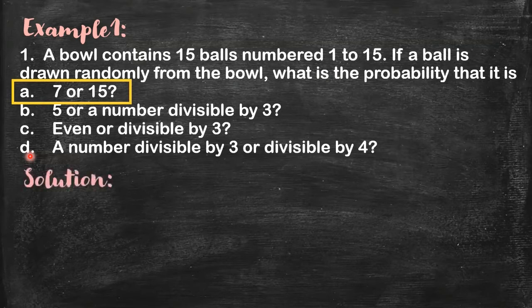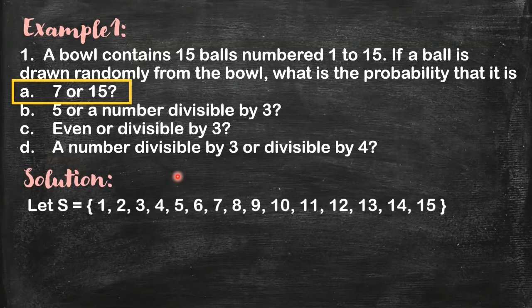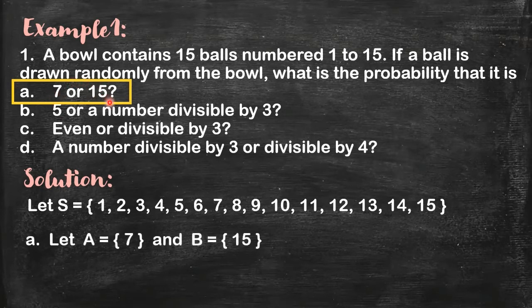Okay, so this is the solution. Now, you have to write the sample space. This is its sample space: you have numbers 1 to 15, because you have 15 balls numbered 1 to 15. So, we have 2 events here, right? The event of getting a 7 and the event of getting a 15. So, I will make this event A and this event B. What do I mean by that? Set A contains 7 and then set B contains 15.